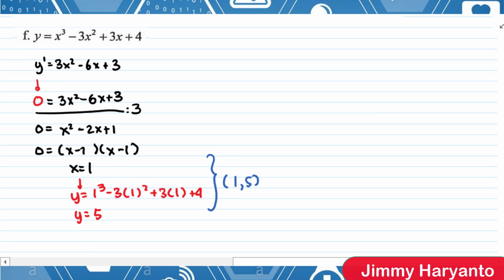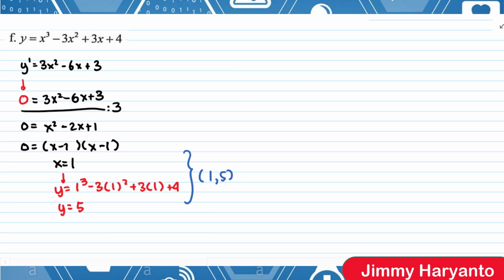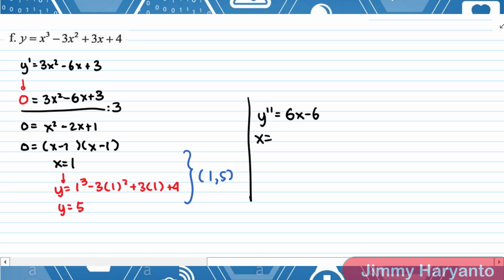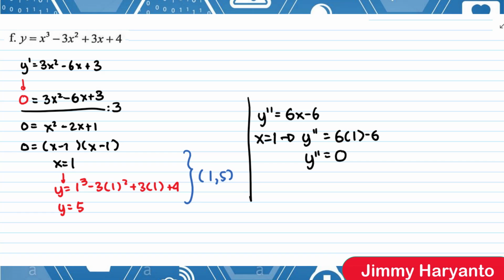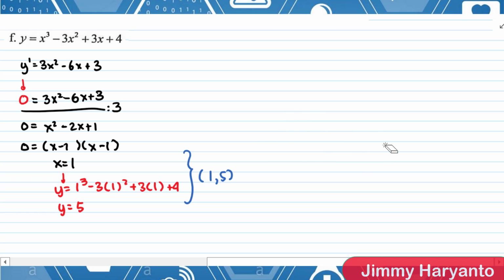Next is to find the nature. To find the nature, I will use the y double accent. For the y double accent, I will have 6x minus 6. And then when x equals 1, the value of y double accent will be 6 times 1 minus 6, and therefore you will have y double accent equals 0. When y double accent equals 0, that means there are possibilities that this point is an inflection point. Yeah, so let's erase this one.